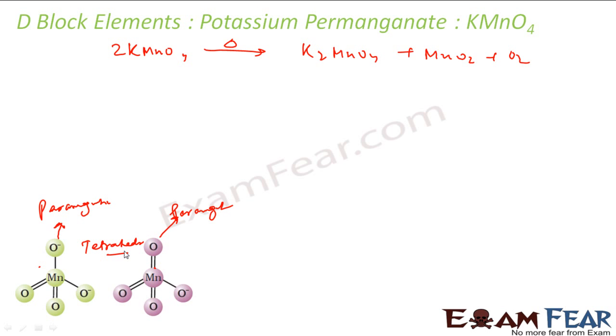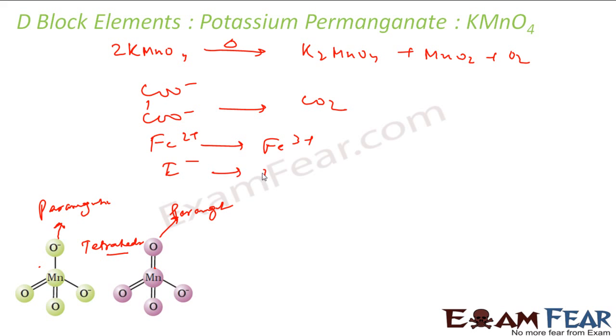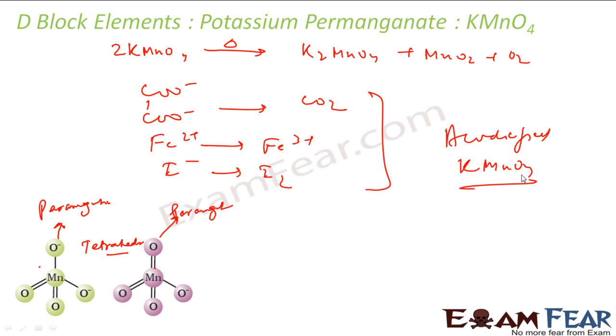Okay, and this is actually a good oxidizing agent. Acidified KMnO4 solution can oxidize oxalates to carbon dioxide. So if I have oxalates, it can be oxidized to carbon dioxide. It can oxidize Fe2 plus to Fe3 plus. It can oxidize iodide to I2. All these are done by acidified KMnO4. You must have seen this term acidified KMnO4, a very, very strong oxidizing agent.